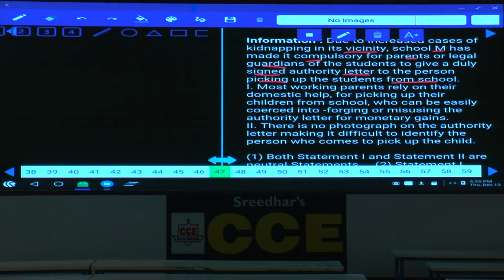Okay, the letter should be given to the person, signed by whom? Signed by either the parents or the guardians of the children, in order to pick up the students from school. Then now we should check out the strengthening and weakening of the arguments.